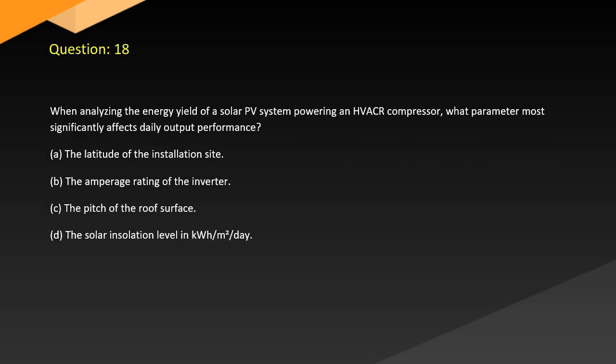Question 18. When analyzing the energy yield of a solar PV system powering an HVACR compressor, what parameter most significantly affects daily output performance? A. The latitude of the installation site. B. The amperage rating of the inverter. C. The pitch of the roof surface. D. The solar insolation level.